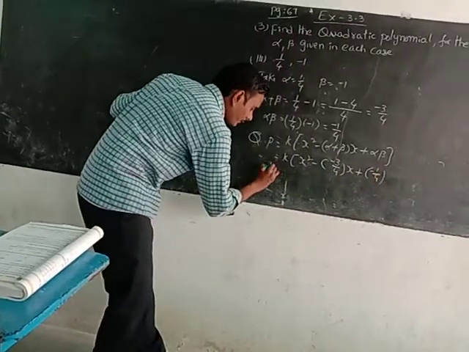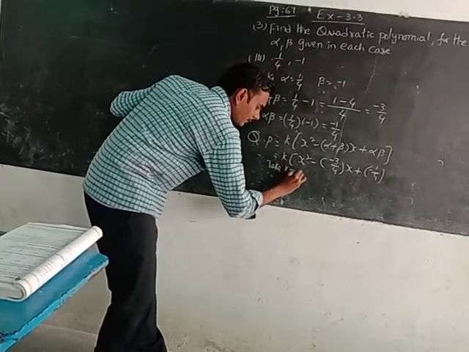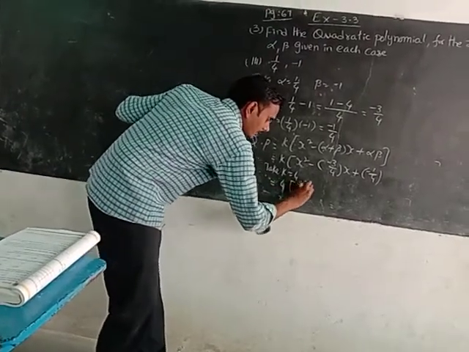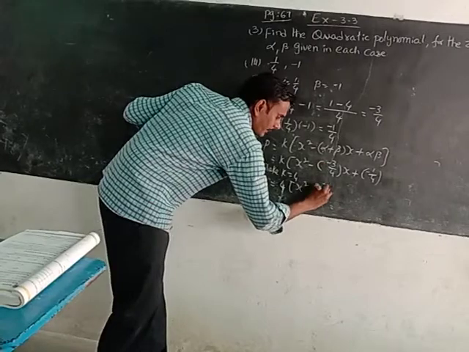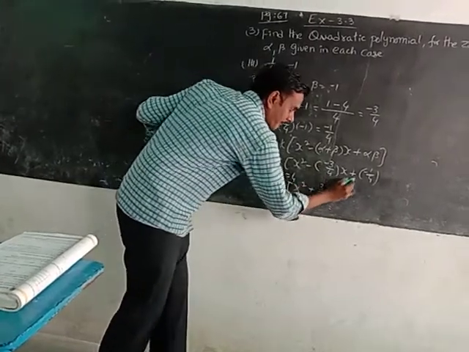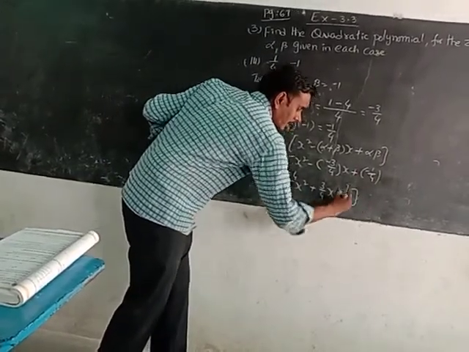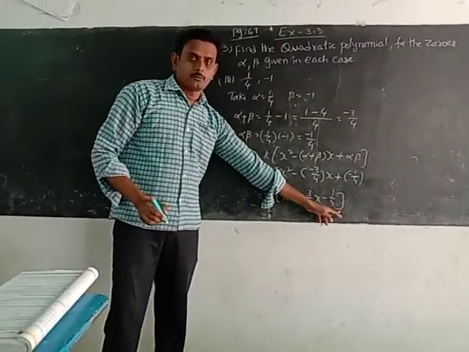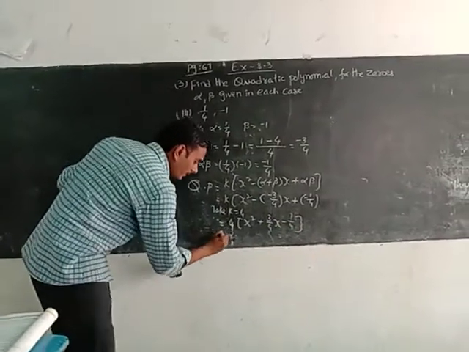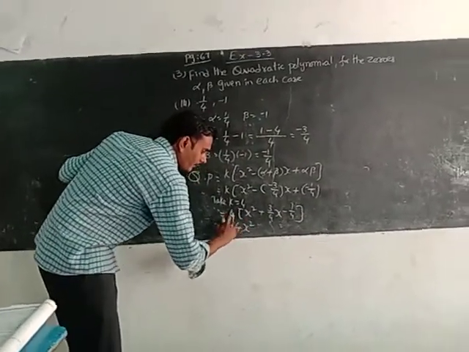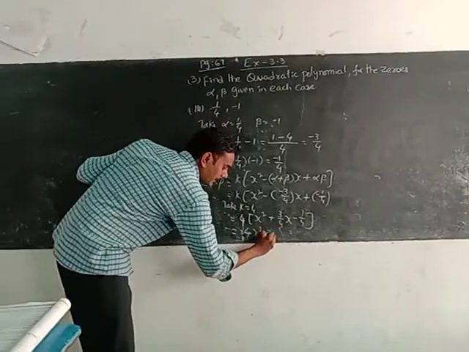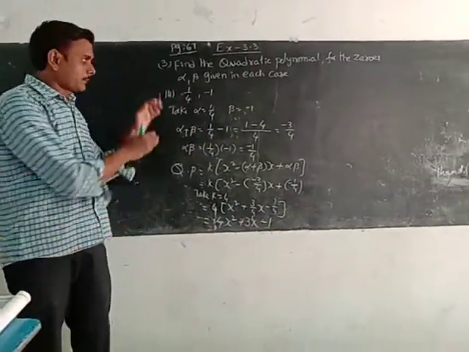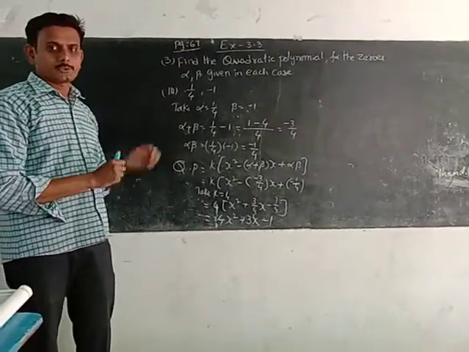So take k equal to 4. 4 multiplied by x squared minus, minus 3 by 4 x, plus, minus 1 by 4. If you multiply 4 with each term, the denominators will be removed. What will be the answer? 4x squared, then 4 into 3 by 4, the 4 cancels, so 3x remains, minus 1. This is the answer. Up to now we discussed exercise 3.3 sums, completed.